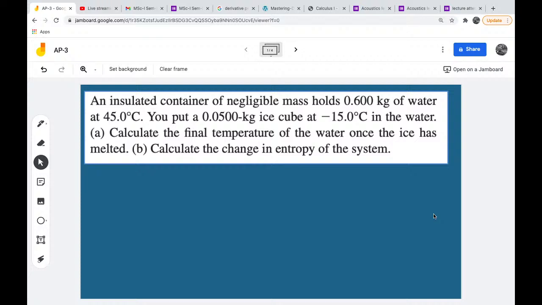A lot of calculations are involved in this. We have to be careful. An insulated container of negligible mass holds 0.6 kg of water at 45 degrees Celsius. You put a 0.05 kg ice cube at minus 15 degrees Celsius in the water. Calculate the final temperature of the water once the ice has melted. Calculate the change in the entropy of the system.